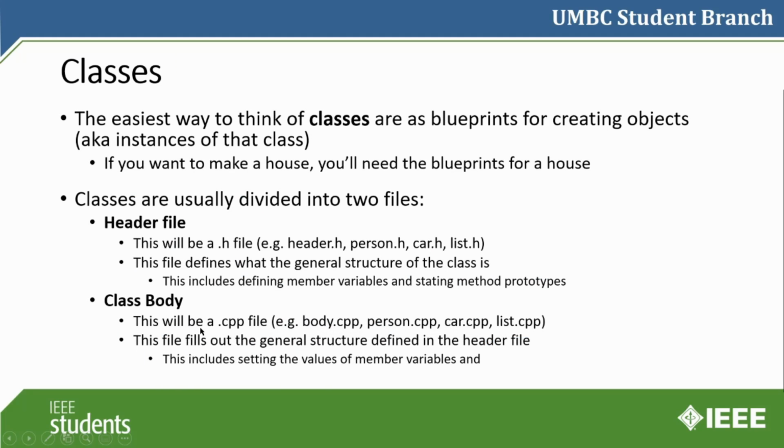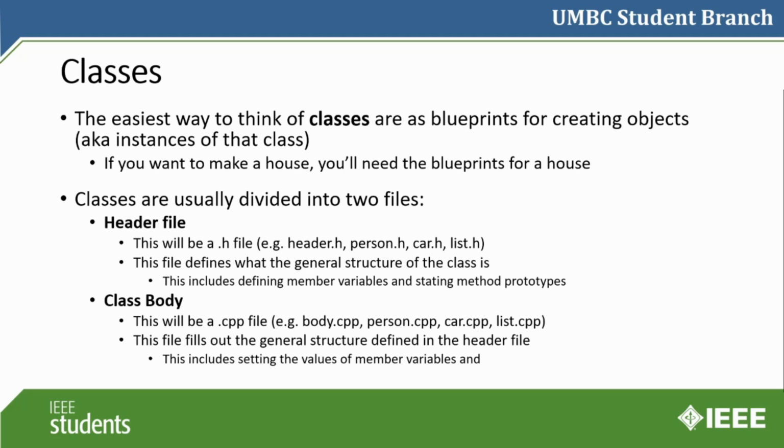Okay, so the next one we're going to talk about is classes. This is probably one of the most important things to know about C++ because this is the thing that makes it different from C: the fact that it has built-in classes. So the best way to think of a class is as a blueprint for creating something called an object or an instance of that class. A good example of this is that if you wanted to build a house, then you'd need to get the blueprints for a house.